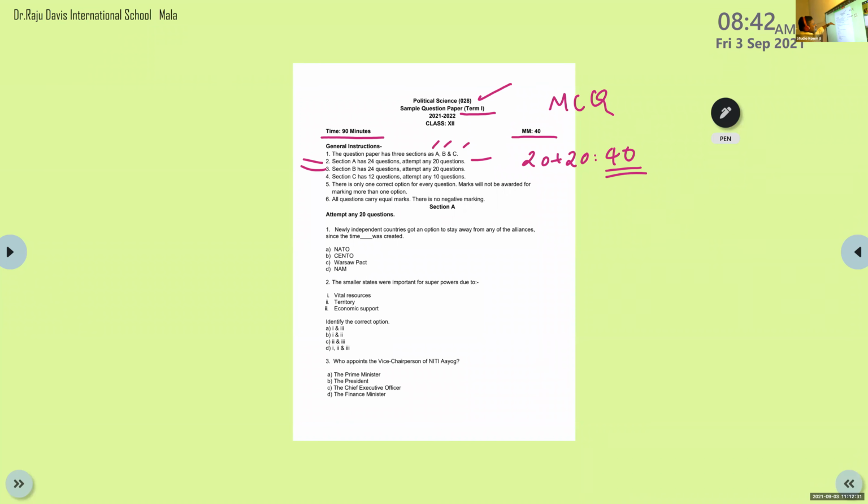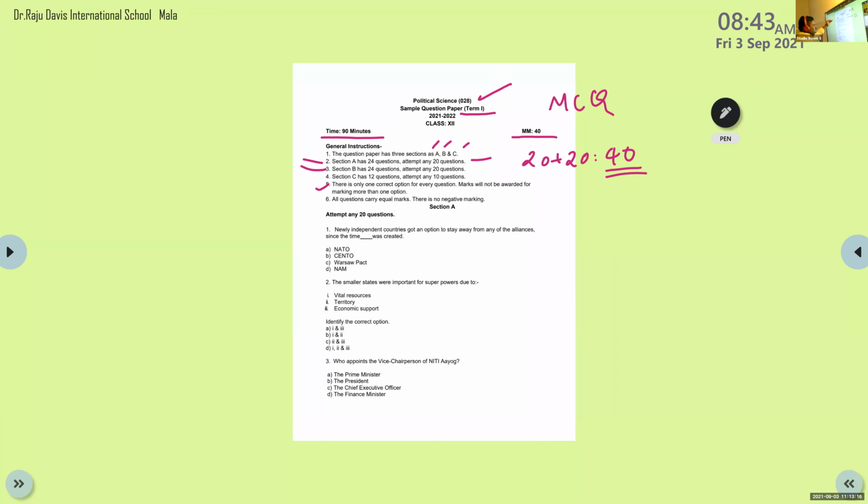Section C has 12 questions. Out of that 12, you can attempt any 10 questions. And the 5th general instruction: there is only one correct option for every question. That is very important. Marks will not be awarded for marking more than one option. So you should mark only one answer. If you mark more than one, there is no marks for such answers.